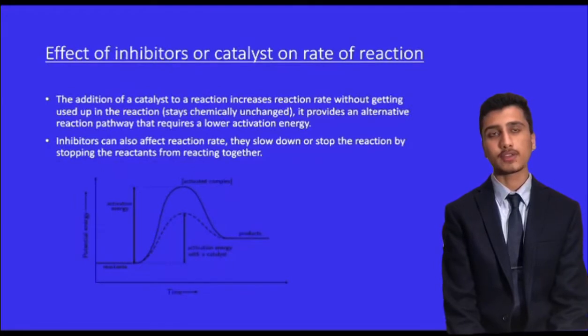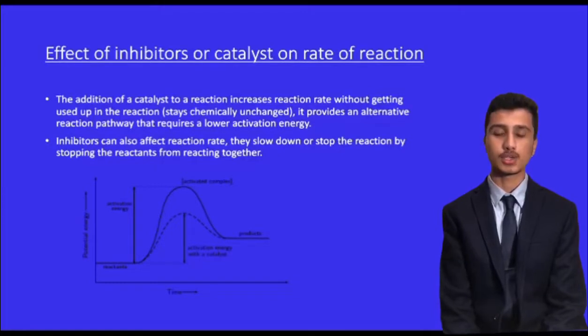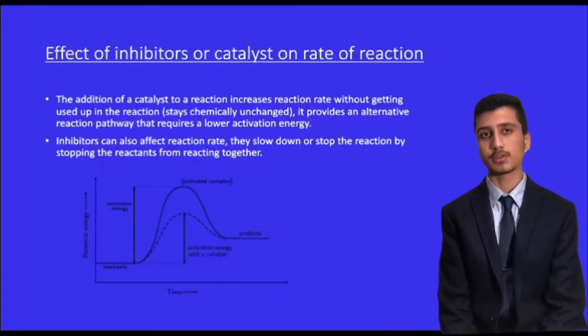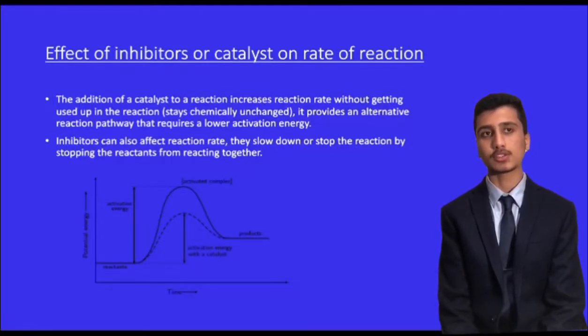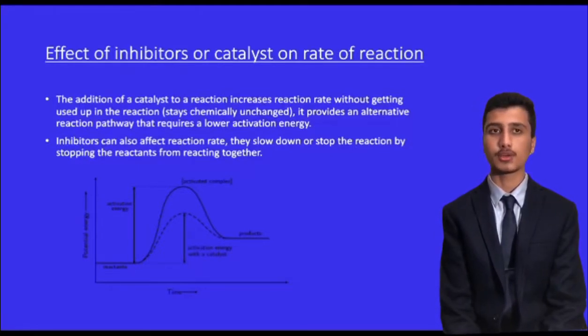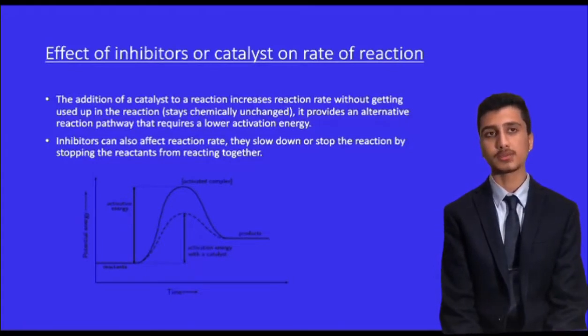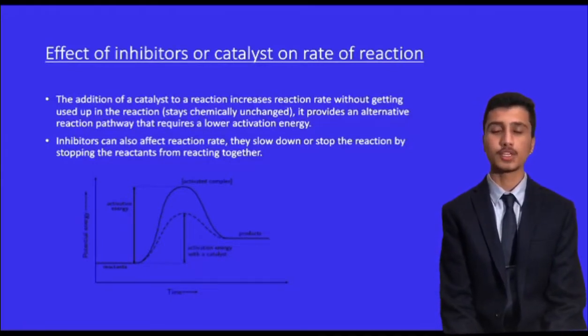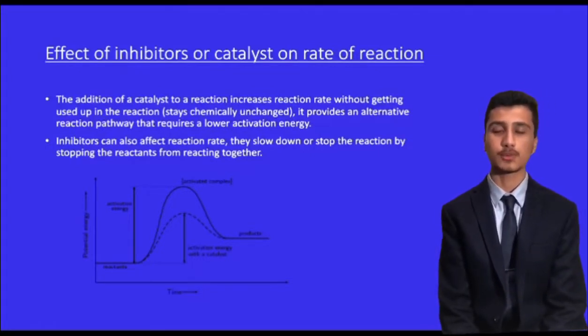Now we have the effect of inhibitors or catalysts on rate of reaction. The addition of a catalyst, as we mentioned earlier, increases the reaction rate, but does not get used up in the reaction itself. It also provides an alternative reaction pathway that requires a lower activation energy. We also have inhibitors, which can also affect reaction rate. They slow down or stop the reaction, which means that they stop the reactants from reacting together.